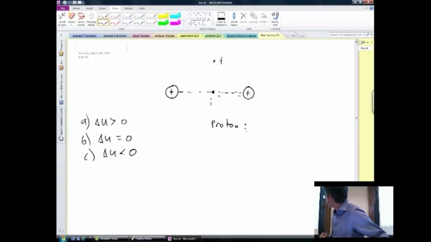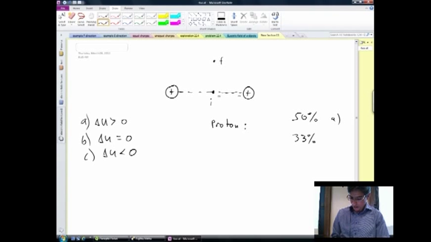Okay, so 50% for 1 and 33% for 3, for answer A, and 33% for answer C. So you know for sure that it's not 0. Okay? So let's go with the majority. Let's see. The change in potential energy bigger than 0.